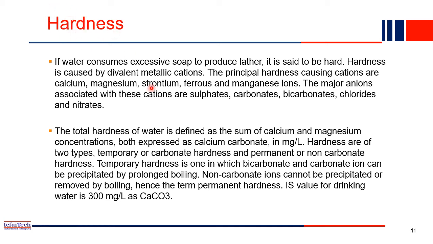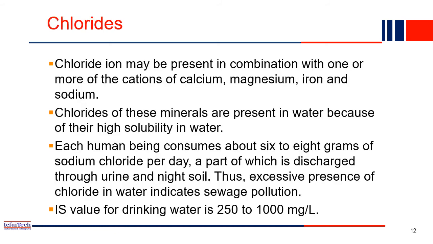Two types of hardness are present in the water. One is temporary hardness, which can be removed, and the other is permanent hardness, which is very difficult to remove from the water. As per our IS value, for drinking water the hardness should be less than 300 milligrams per liter. Then only we can use this water for domestic purposes, or in industry as well.